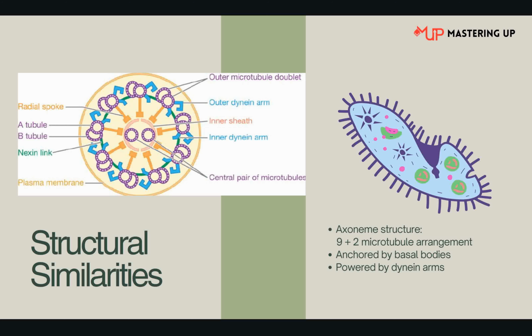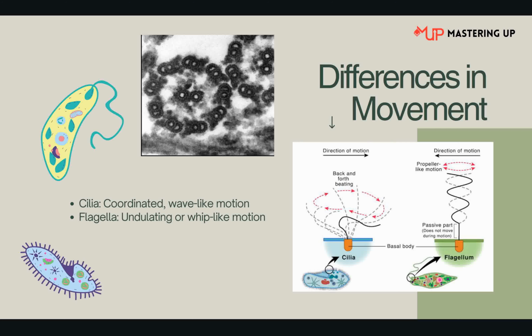Their movement is powered by dynein motor proteins. They allow them to bend and beat rhythmically. You can see the outer dynein arm and inner dynein arm in the illustration. So this is the structural similarity between cilia and flagella. Now let's see the differences in movement.